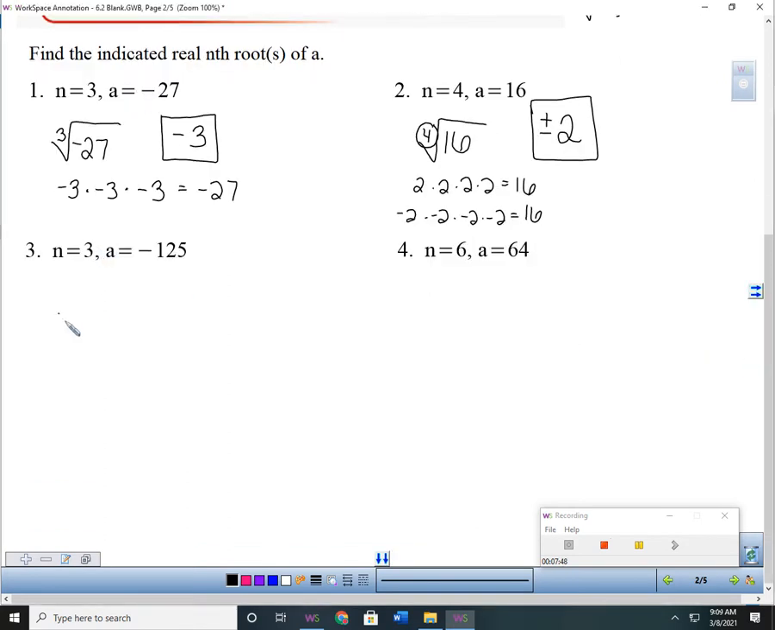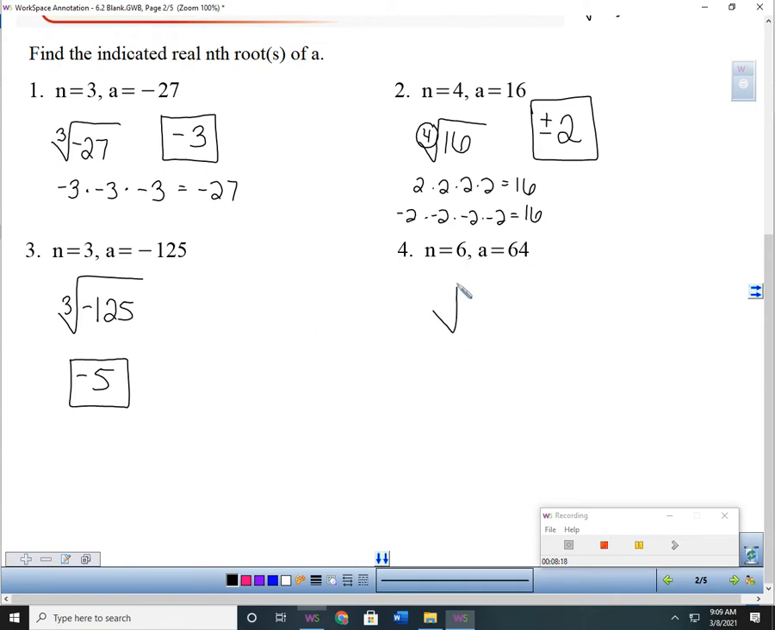All right, so number 3, we have a cubed root. So when your root number, your index, is odd, you're only going to have one answer, right? What number times itself 3 times will give you negative 125? Negative 5. Only one answer, right? By the way, if you take an odd root of a negative number, you're going to have a negative answer. Okay, if you take an odd root of a positive, it'll be a positive answer.